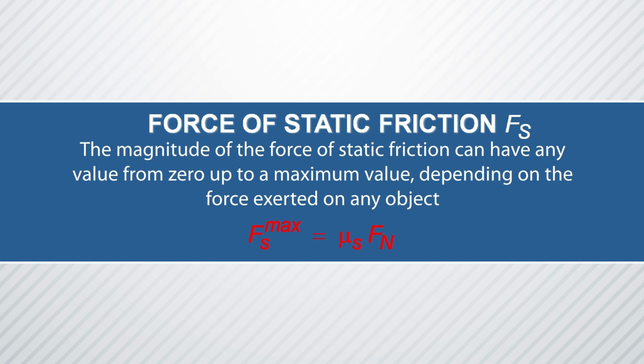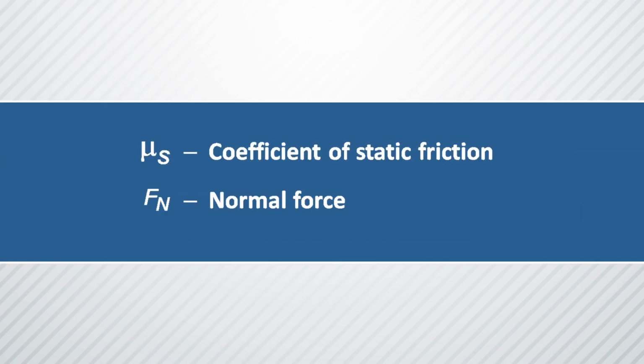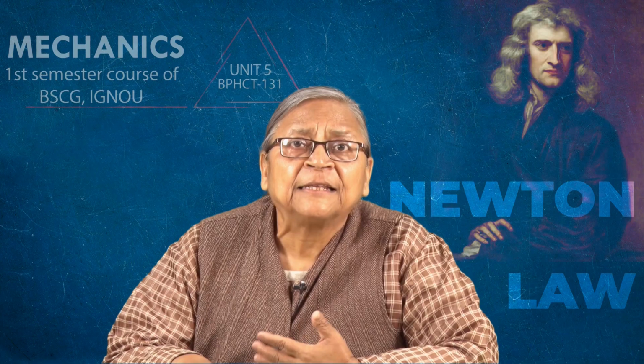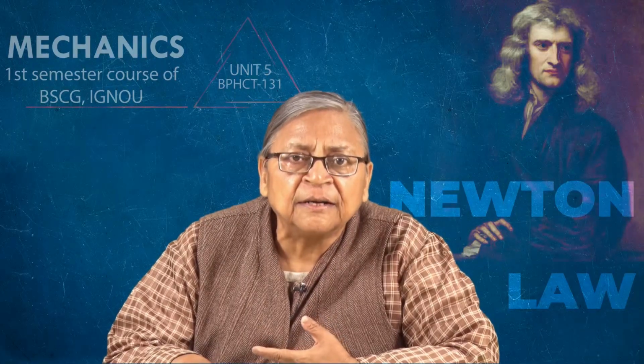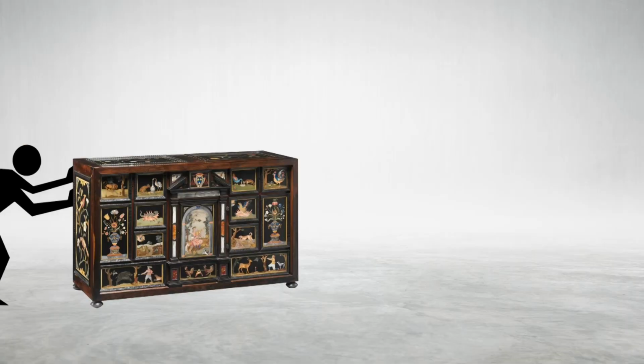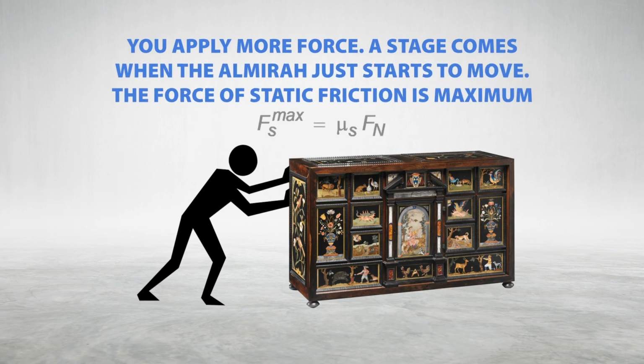Fs maximum is equal to mu s Fn, where mu s is the coefficient of static friction and Fn is the normal force. This is the maximum force of static friction that can be exerted on any object. So for example, you are pushing a heavy almirah and it doesn't move. Why doesn't it move? You are applying a force on it, but it's not moving because of static friction.